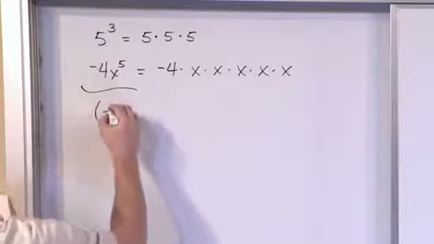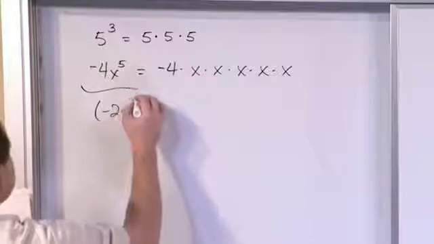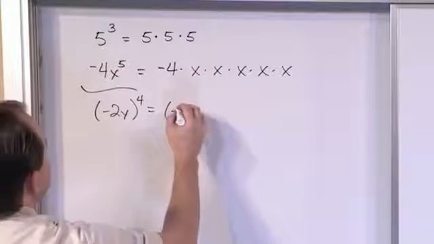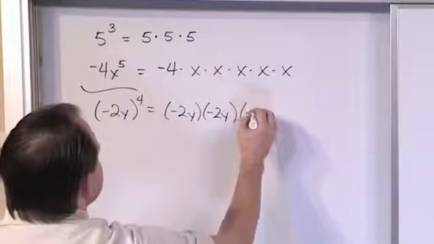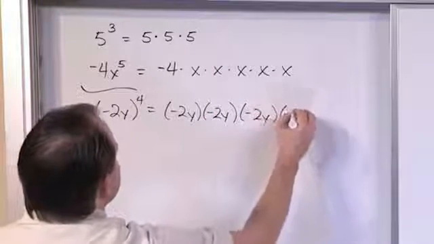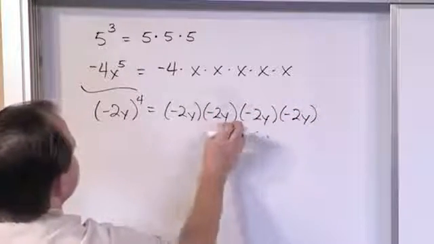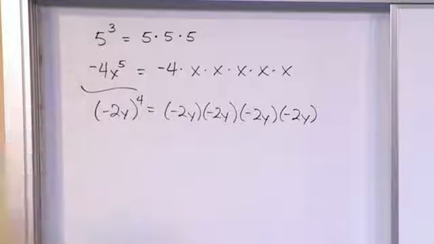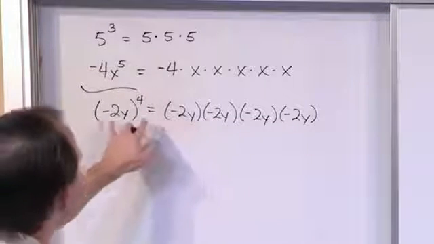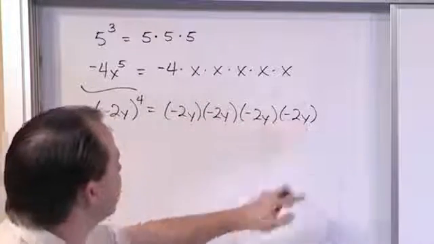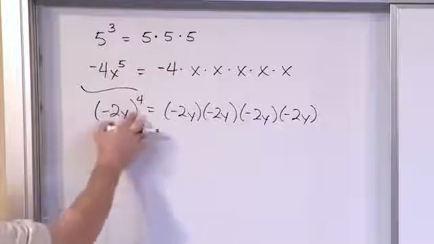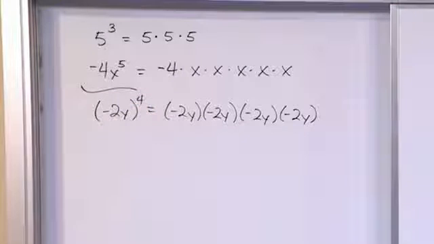If you had something like negative 2y raised to the 4th power, that's negative 2y times negative 2y times negative 2y times negative 2y. And anytime you see parentheses just sitting next to each other, it means multiplication. We're multiplying everything inside the parentheses, which is negative 2y, times itself 4 times. So everything in here is raised to the power of the 4.